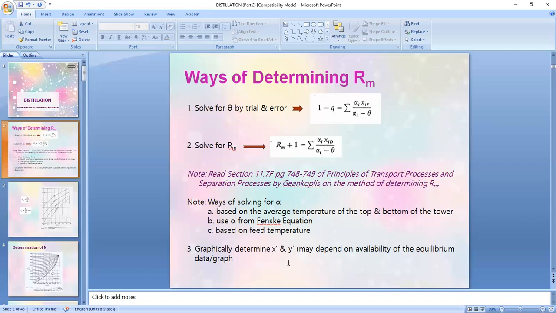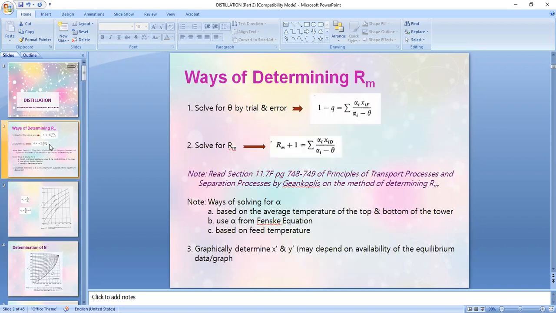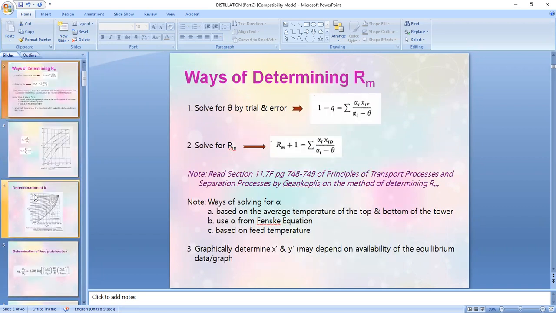So we have to rely totally on formulas and this figure by Erbar-Maddox, which also has an equivalent in your handbook given by Gilliland. In here you have the R and the R sub M needed. That way you can get the value of the ratio of N sub M to N. Now, after that, you need to determine the minimum reflux ratio. That way you get to know the theoretical number of stages. So far, that's the procedure of determining the theoretical number of stages analytically using the formula and the curve.